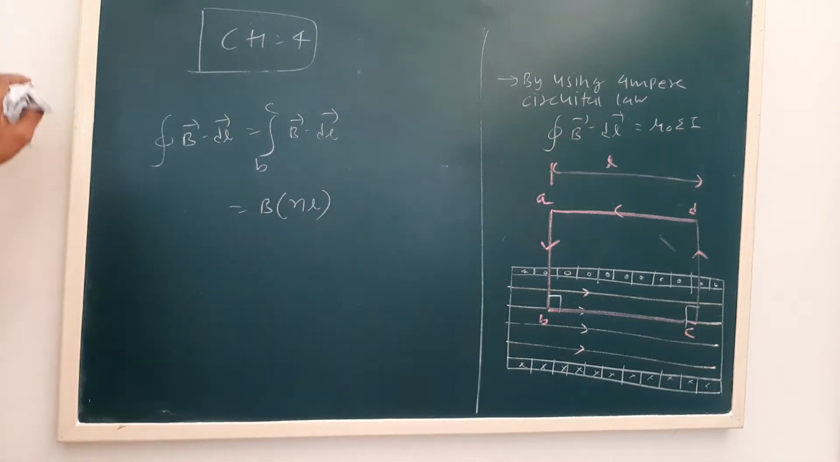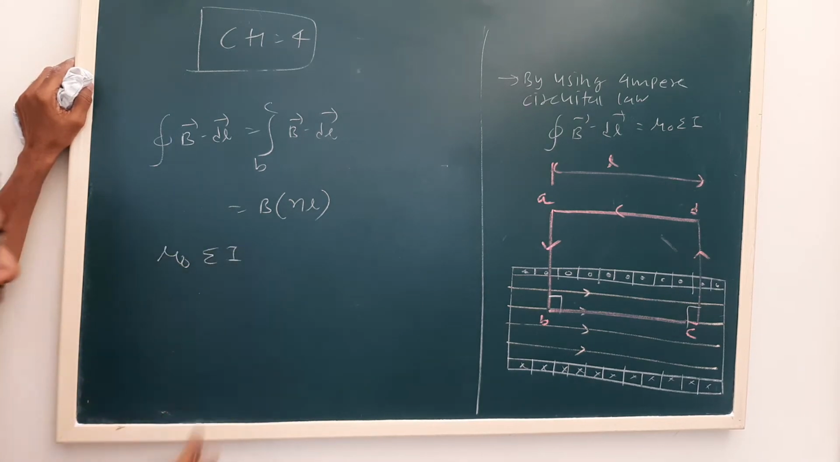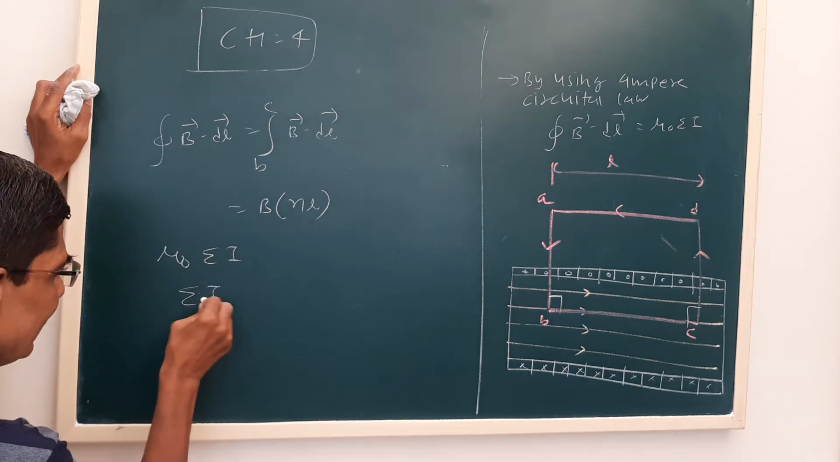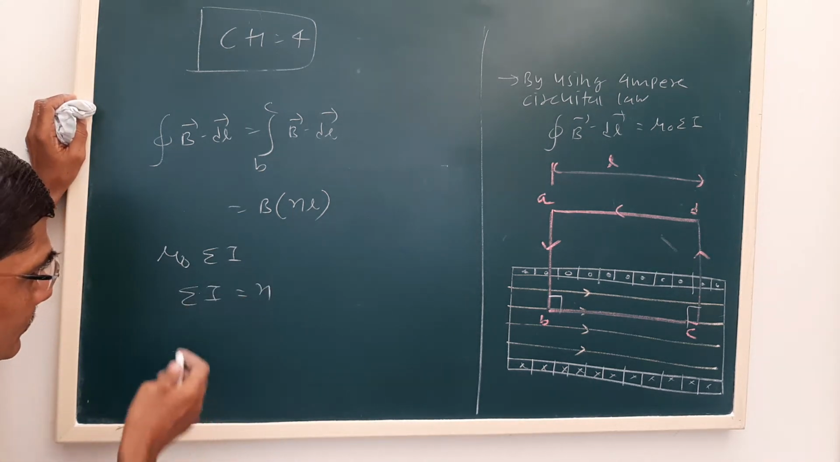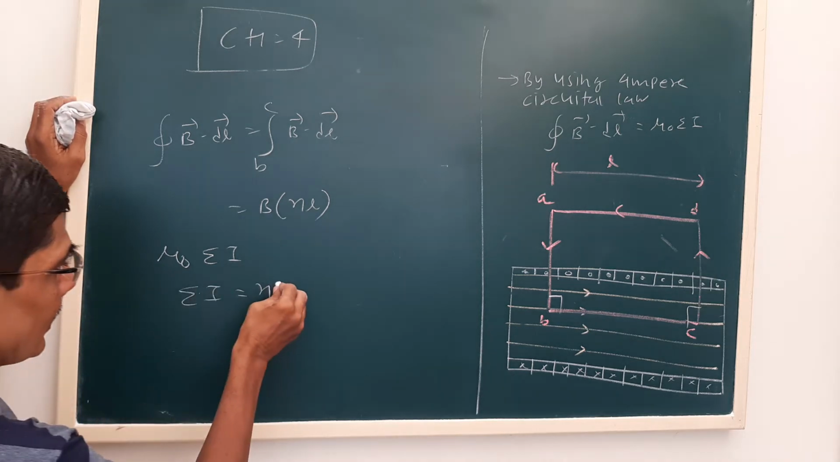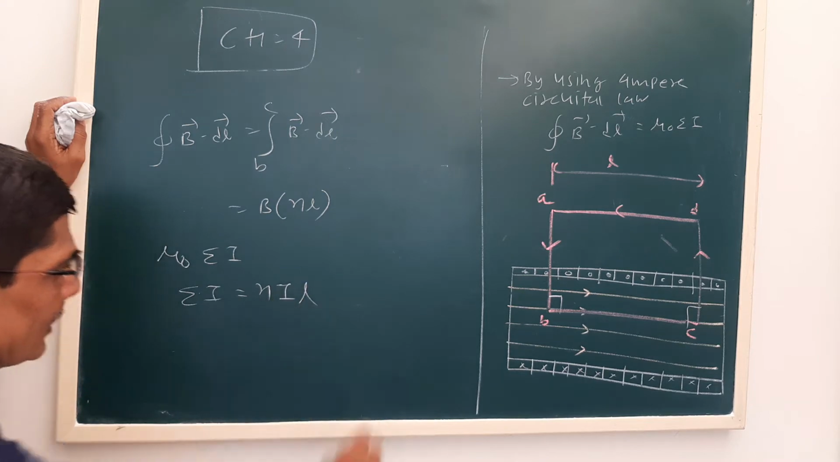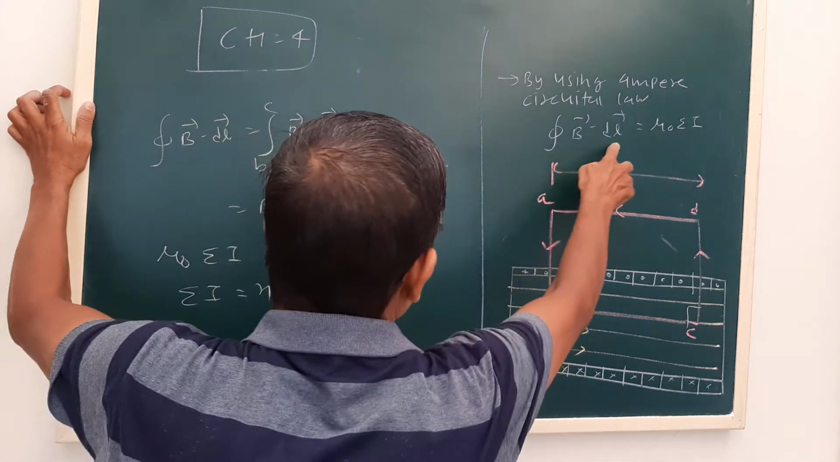See the right hand side of the equation, mu 0 and sigma I. What is the total current here, sigma I? N is the number of turns, I is the current and L is the length. So this will become NIL. Now we have used our equation, it is B dot DL.